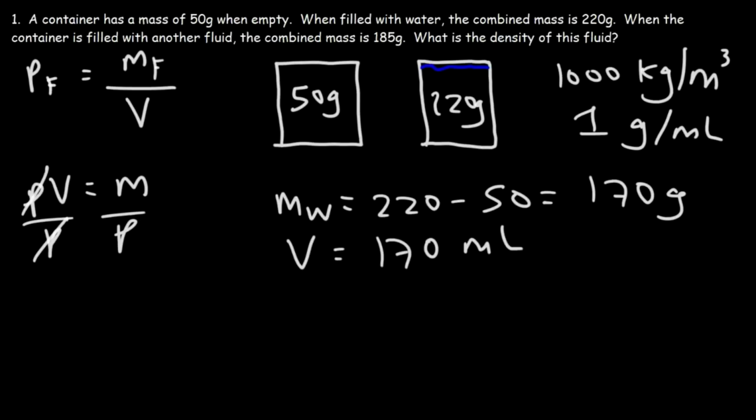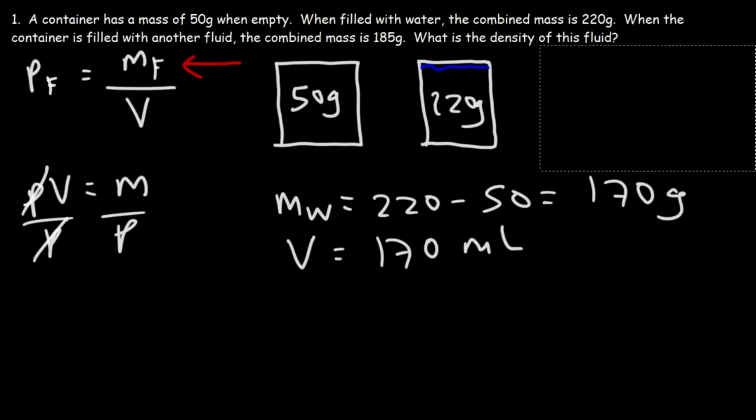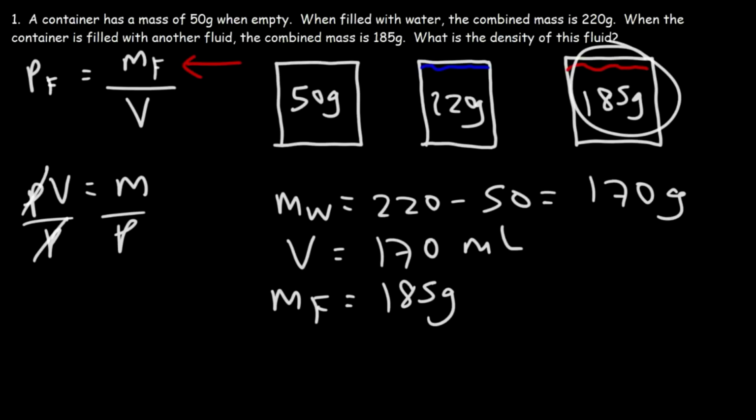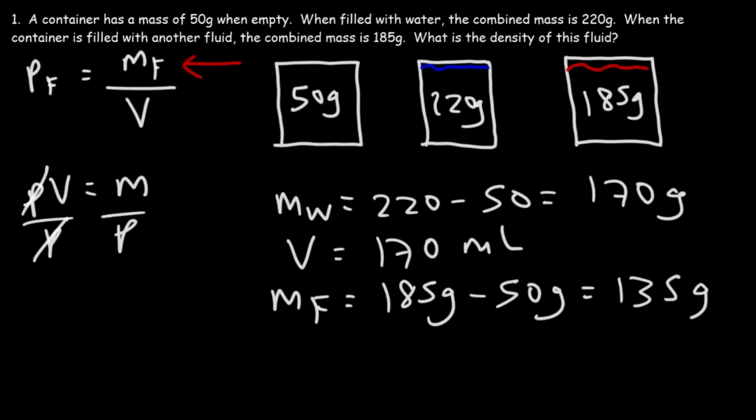So now that we have the volume of the empty bottle, in order to calculate the density of the fluid, we need the mass of the fluid. So let's draw a picture with the bottle and the other fluid. Let's use a different color. Let's say this fluid is red. So the combined mass of the container and this fluid is 185 grams. So the mass of the fluid is going to be the difference between the mass of the fluid and the bottle with that of the mass of the empty bottle. So it's 185 minus 50, which is 135.